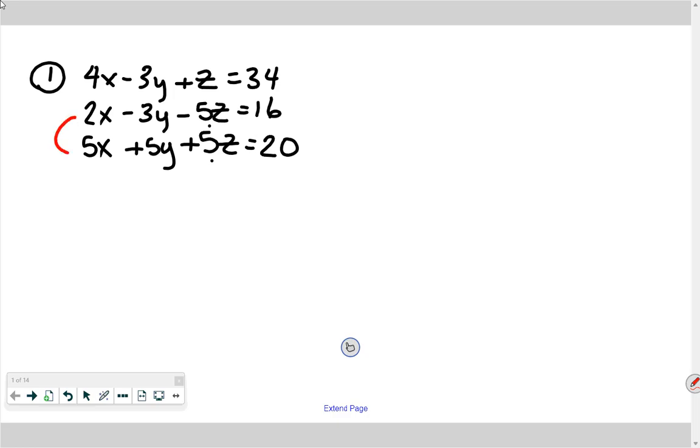So I can cross off the z's, right, because they eliminate each other. +5, -5 gives me 0. So now I'm just combining what I have. So I have a +2x and a +5x, which gives me 7x. -3 and a +5 gives me a +2y. And then adding what is over there, which is 36. Okay, so I've got one of them eliminated down to 2 variables.